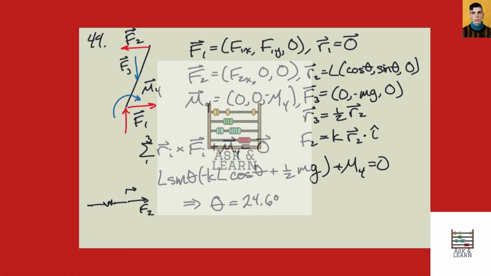Now, solving this isn't trivial, but we can do it numerically or graphically or iteratively or however you want. But in the end, if we plug in the values that we were given, we find that the equilibrium occurs when theta is 24.6 degrees. So given the applied moment, the weight, the spring constant, and the length, we can figure out what this angle is.